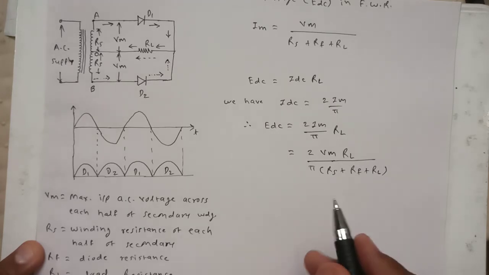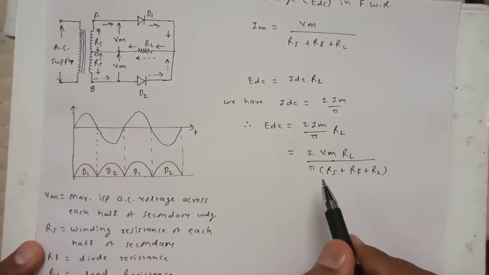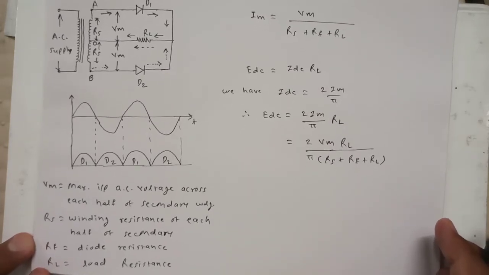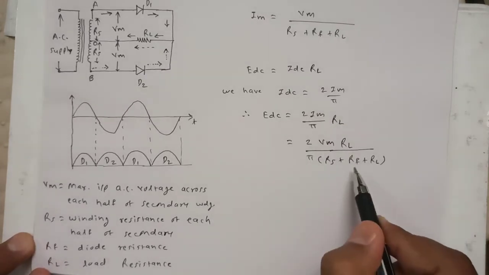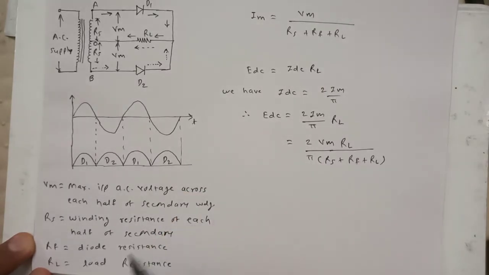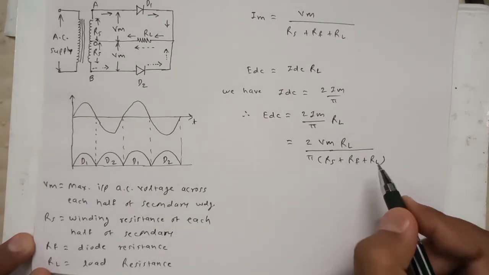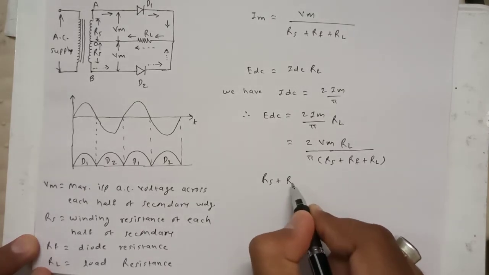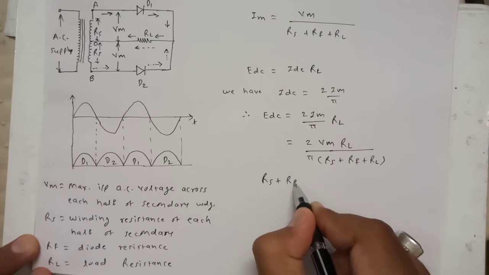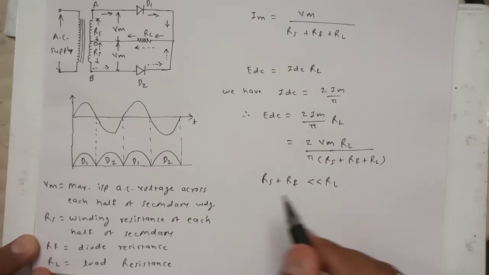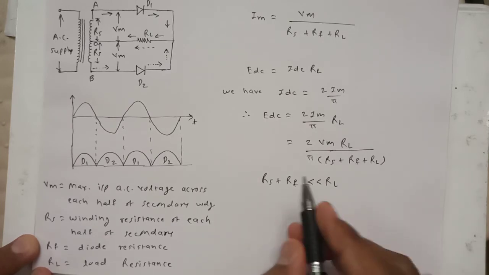Now we know that RF is the resistance offered by the diode when it is in forward bias condition, so it is very small. In the same manner, RS is the resistance provided by the winding. It will also be small in comparison with RL. That's why we can write that RS plus RF is very small as compared to RL, so we can neglect this term.